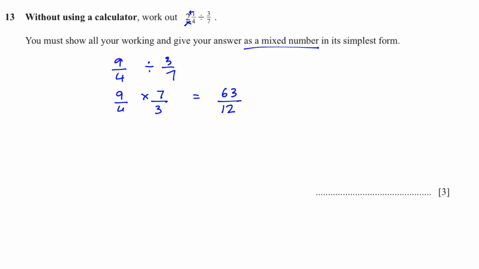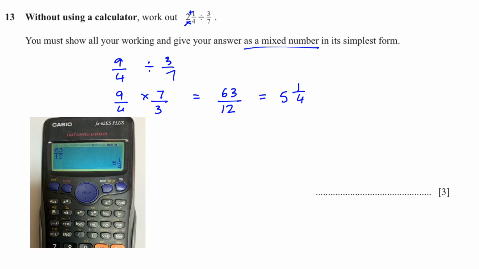So there's a trick to do it in the calculator. Put 63 over 12 in the calculator and then do shift and press, there's an S-D button there. You will get it in a mixed fraction form. So in the calculator, put the number 63 over 12, press shift and then this button. It will turn into a mixed number.